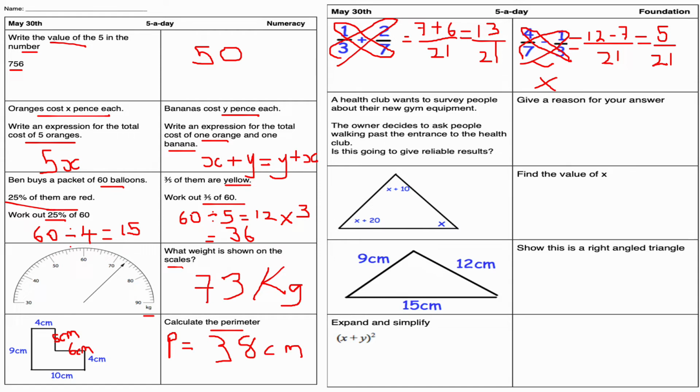Okay, next question, guys. A health club wants to survey people about their new gym equipment. The owner decides to ask people walking past the entrance to the health club. Is it going to give a reliable result? Give a reason for your answer. Well, the answer is no, because the people may not be part of that gym, so they may not have a gym membership or be part of the gym. So you can put that they may not be part of the gym.